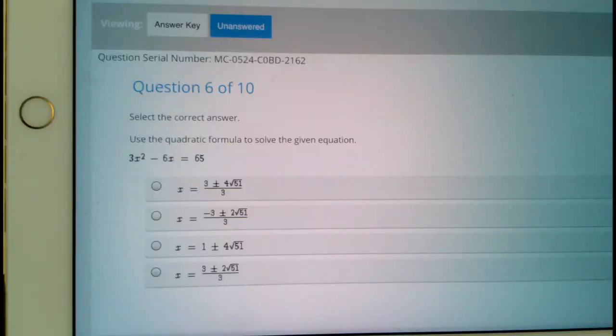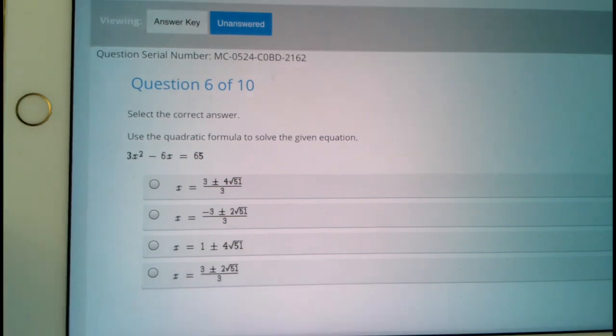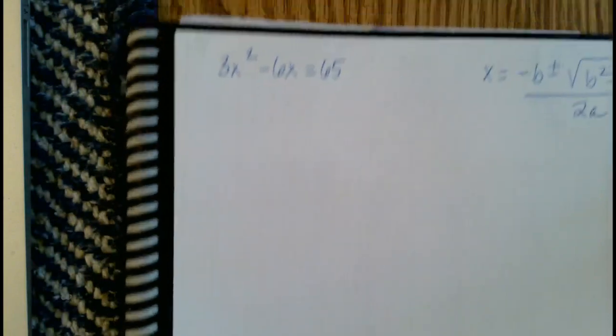Use the quadratic formula to solve the given equation. 3x squared minus 6x equals 65. Well, I'm going to immediately switch over to my paper here, to make sure that you can actually see the problem as we work it out.